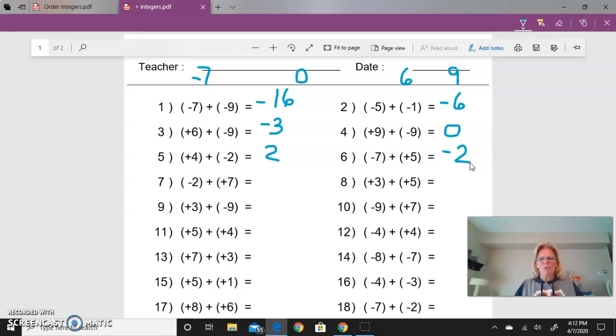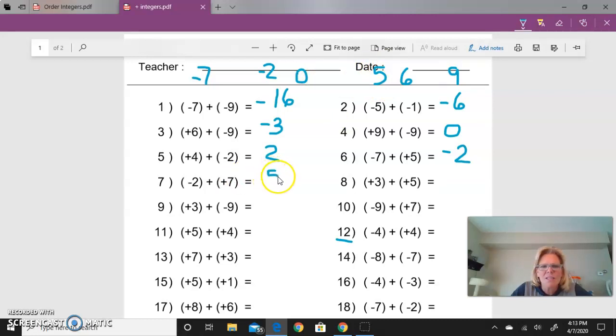Okay, I'll do a few more. Let's go to number 12. So if you want to pause this and do those problems and then compare your answers, go ahead and pause. Otherwise, I'm going to keep going. Number 7, I'm at -2 on the number line. I'm going to go 7 steps in the positive direction. I would end up at 5.